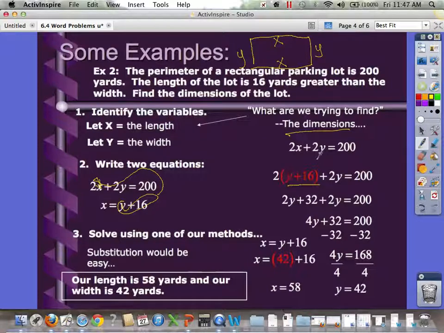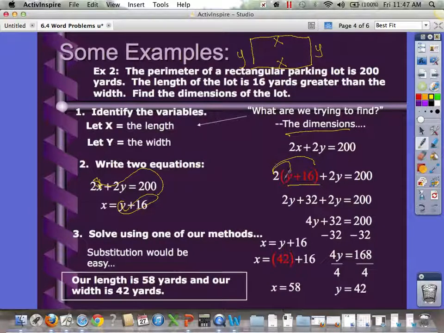So remember, when you plug in, the variable that you're plugging in for goes away. If you still have two different kinds of variables, x's and y's, at this point, then you need to erase it and go back and do it again, because that's the whole point. You're plugging in and substituting for that other variable. And from here, we're going to distribute. So it's going to be 2 times y plus 2 times 16, which is 2y plus 32, plus 2y equals 200.